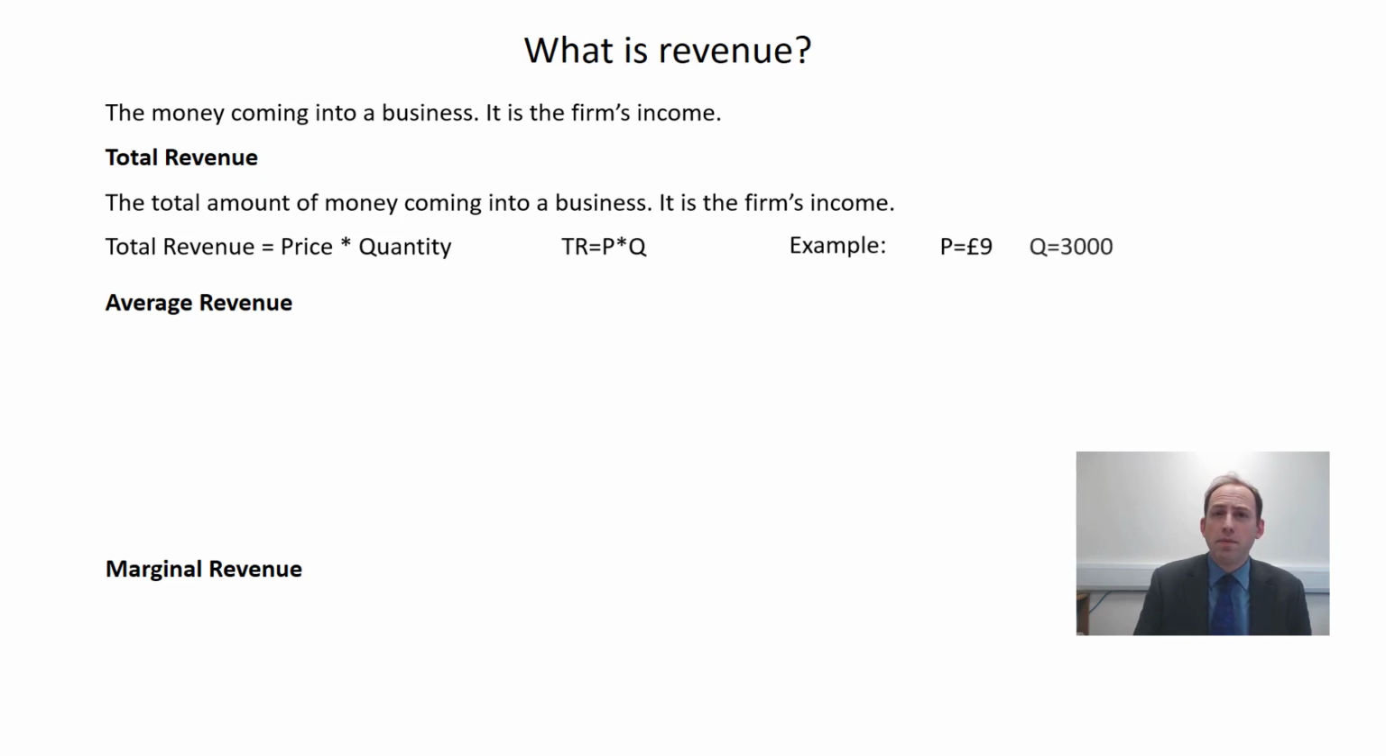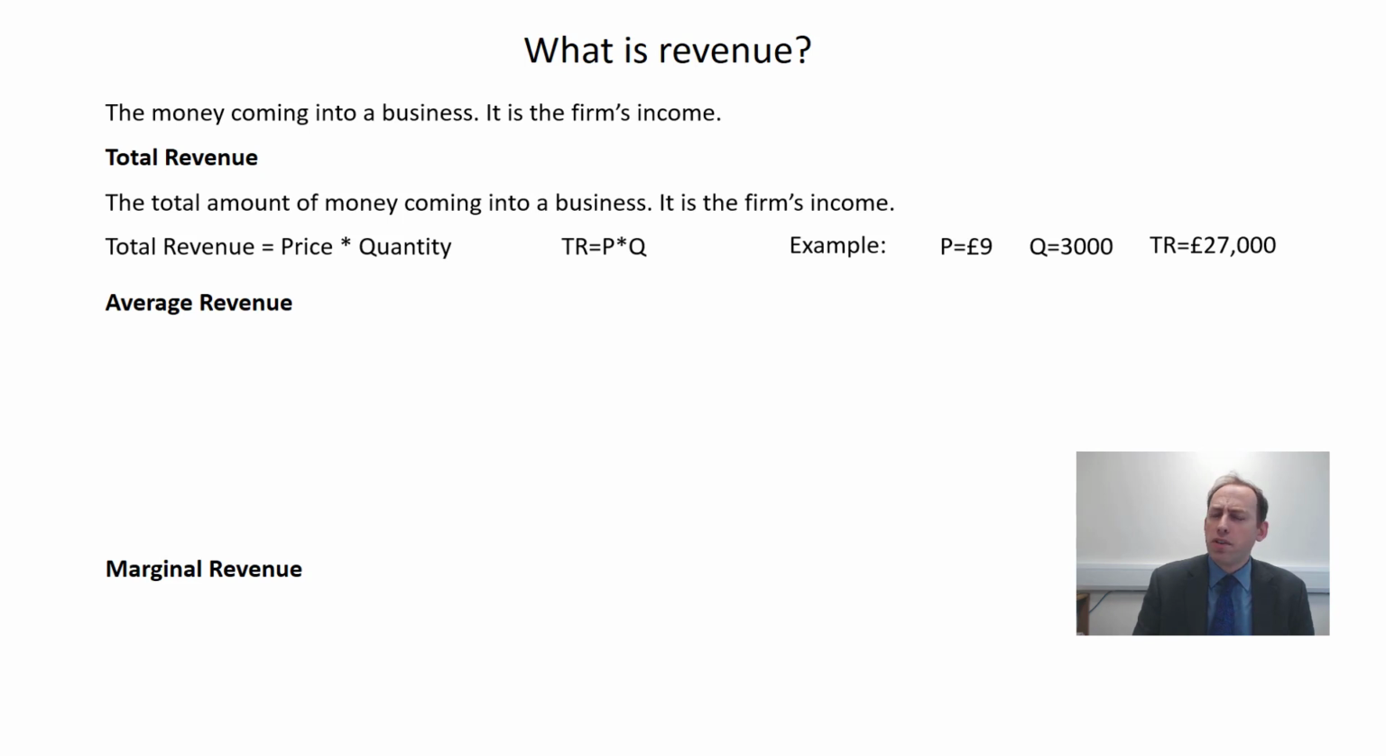So here's an example. Let's say the firm's selling its product for £9 per unit and it sells 3,000 of them. So it gets 3,000 lots of £9. Quickly do our 3,000 times tables and we work out that their total revenue would be £27,000. So that's our total revenue, price times quantity.